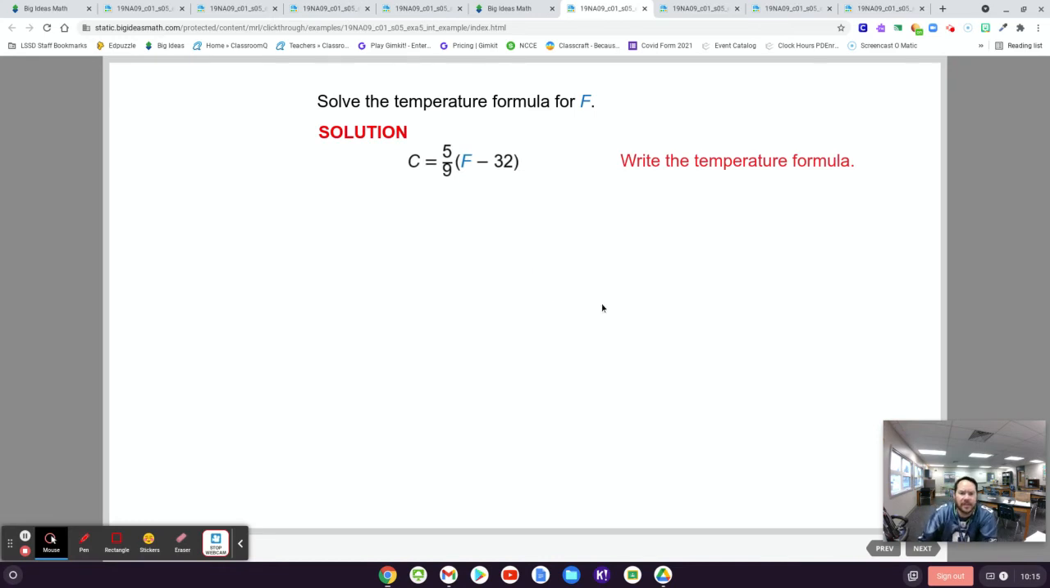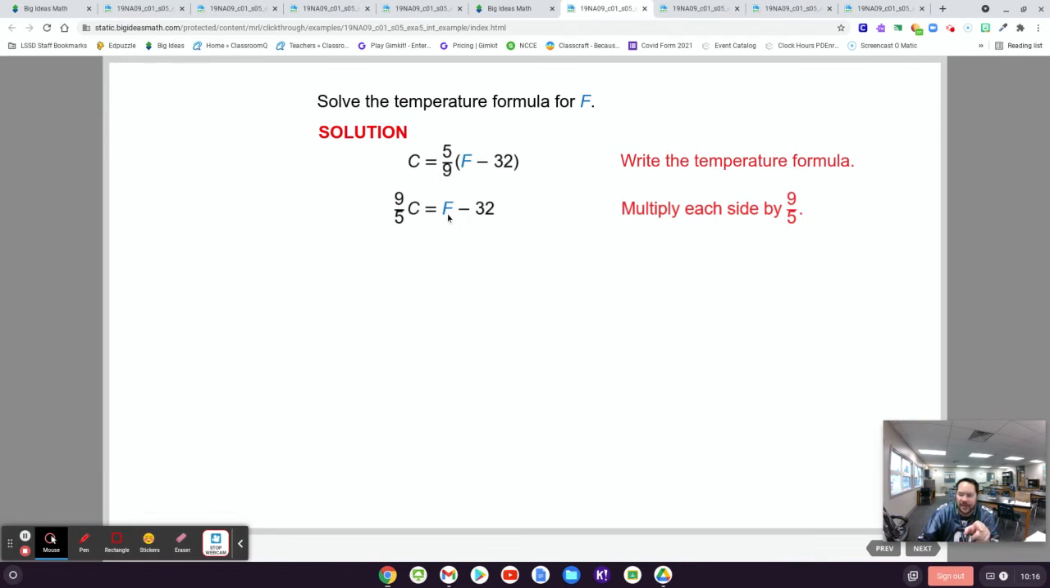So solve for the temperature F. Given our temperature formula, this is to figure out Celsius. What if we want to figure out Fahrenheit? How do we do that? All right, so what you're going to want to do is first multiply each side by 9/5, or you can divide each side by 5/9, which is the same as multiplying by 9/5. That's going to cancel out this 5/9 over here. So you're going to be left with 9/5 C equals F minus 32. So let that digest for a second.